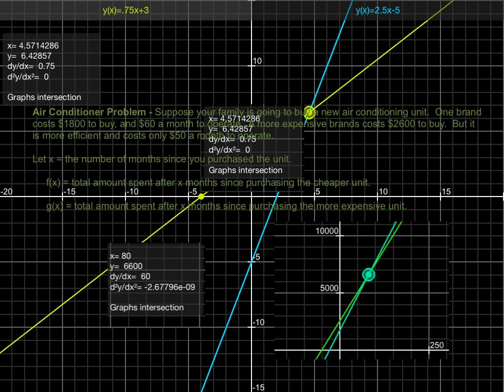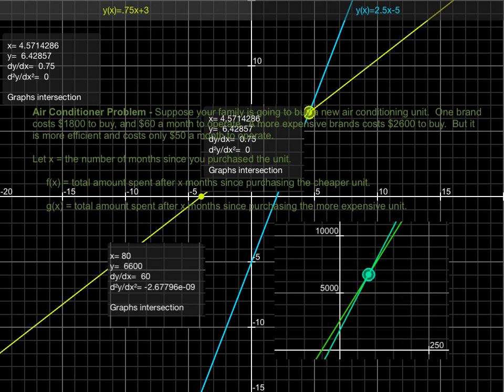So if you can keep those 2 units for more than 80 months, so what is 80 months? 12 months in a year, so 7 times 12 is 84. So if you can keep this longer than 7 years in good working order, and the cost of maintenance is exactly the same, any month past 80, you will be saving money. And that's what the intersection right here says.